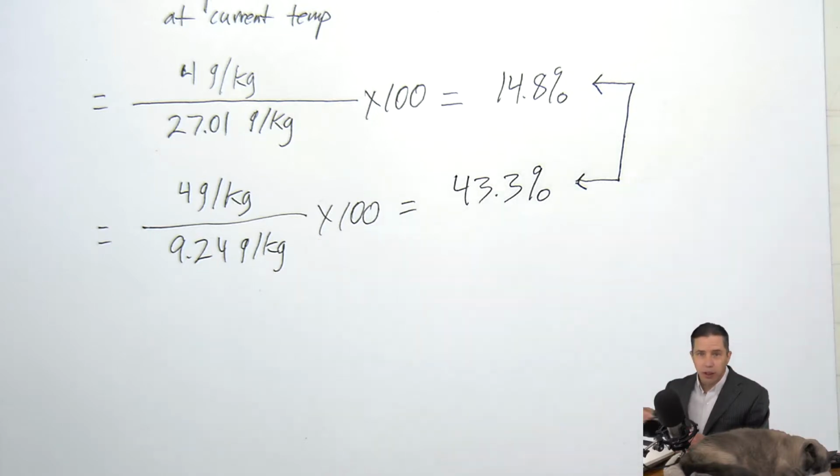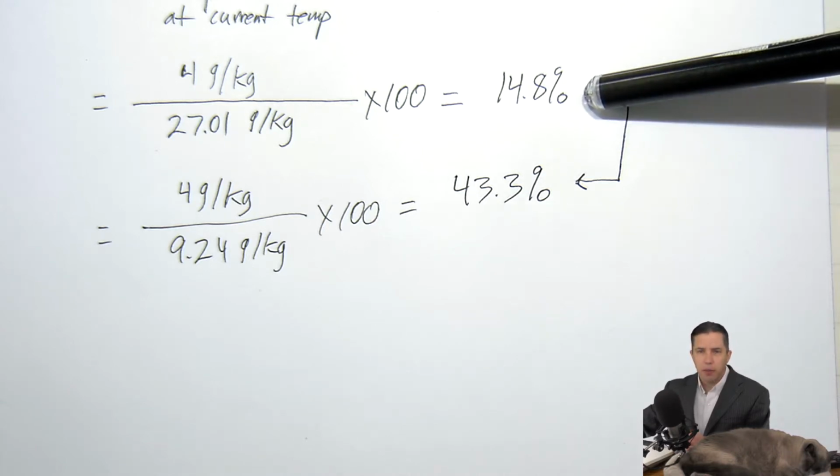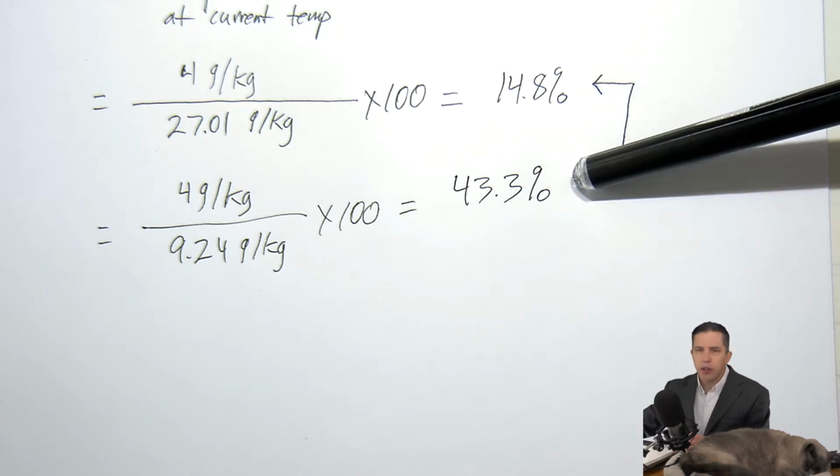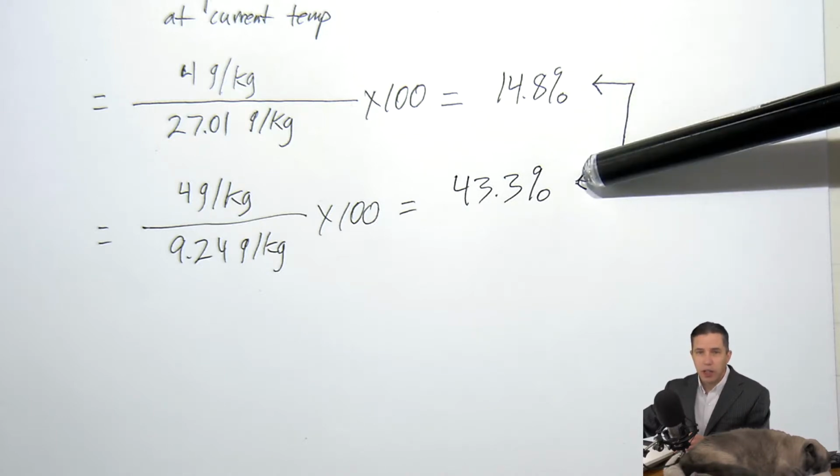So what this really tells us is that initially we were pretty far from saturation, about 15%. We got closer to saturation. We're still a long ways away, but that's all this really tells us: the air became closer to saturation. But the amount of water stayed exactly the same in both instances. And that is why relative humidity is so confusing.